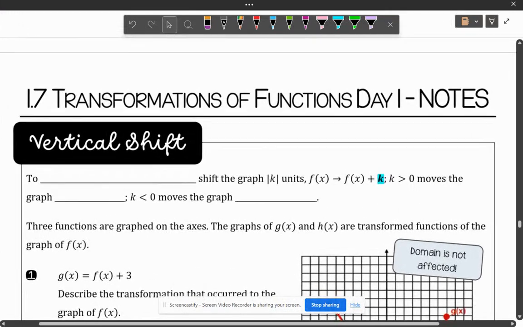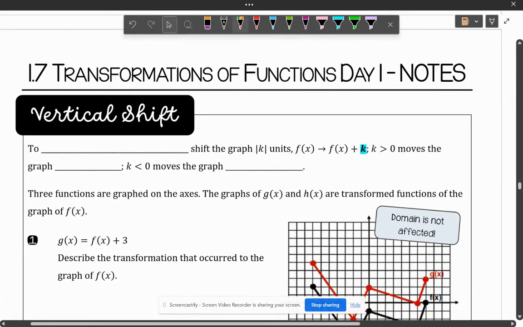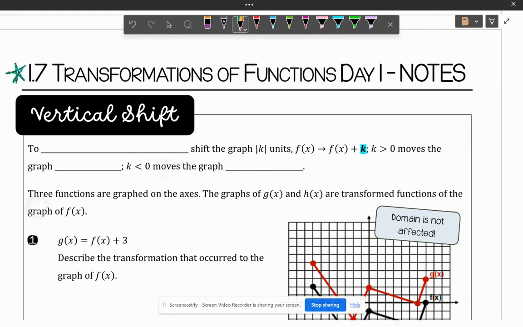Everybody, this is Miss Pierce here. Today we're going to be looking at transformations of functions. So we're going to be shifting our graphs up, down, left, right, and reflecting them.